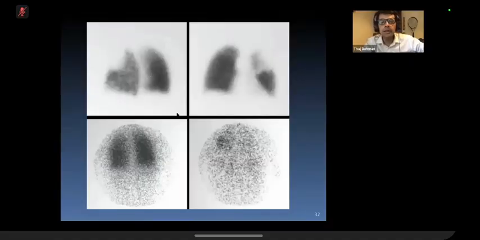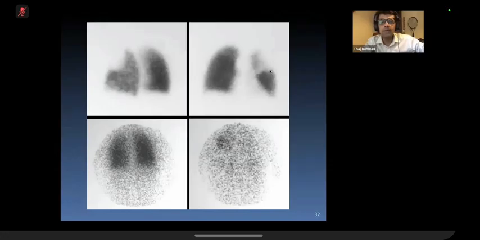Now, which one is ventilation and which one is perfusion? I'm not a nuclear medicine radiologist, but that's how I identify it. The more grainy scan is actually the ventilation, and the less grainy, rather defined picture is the perfusion scan. So this is a posterior view of the perfusion scan, and there is a defect in perfusion in the left upper lobe.